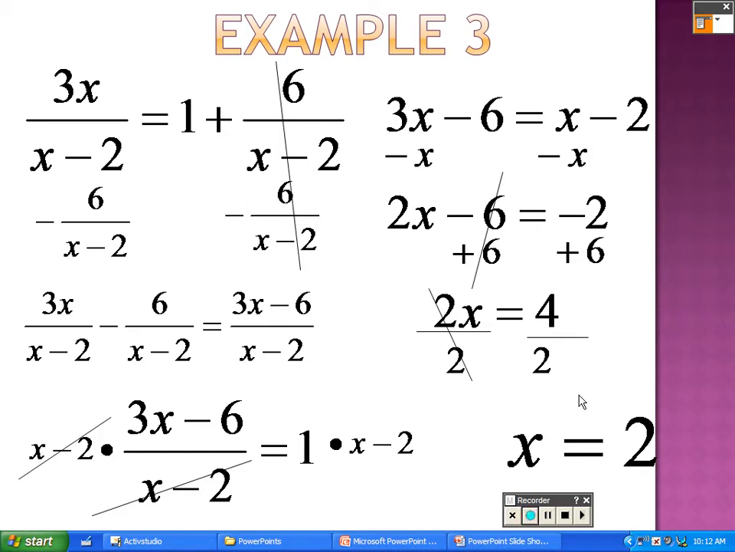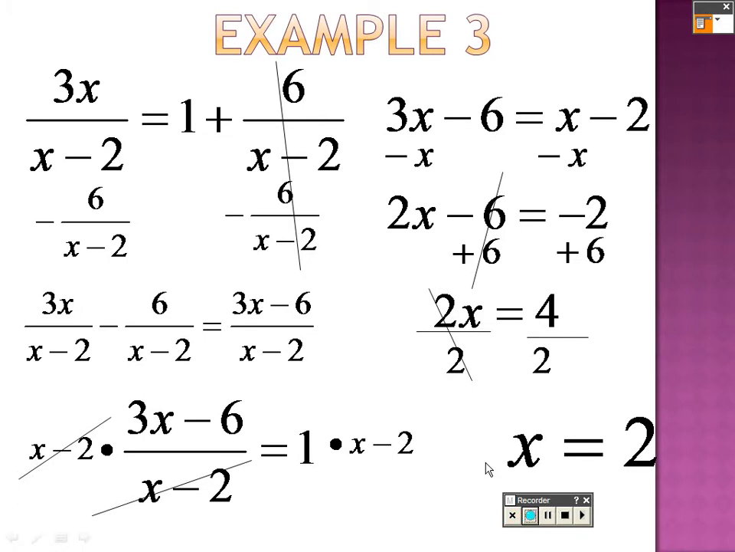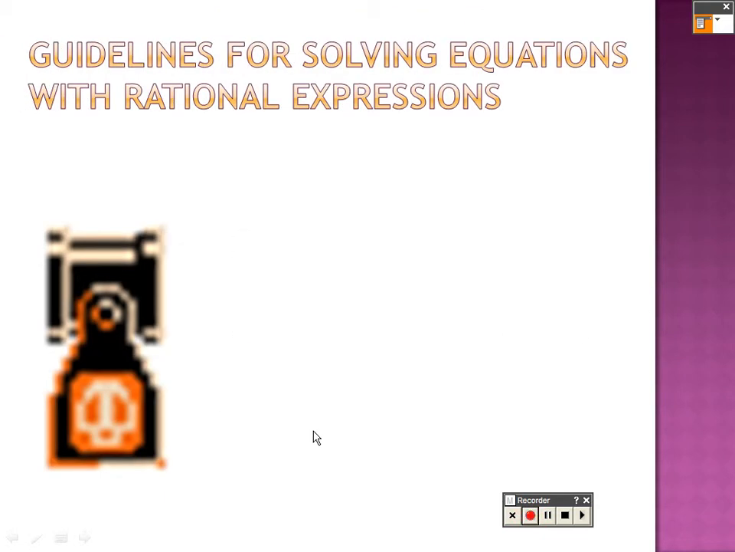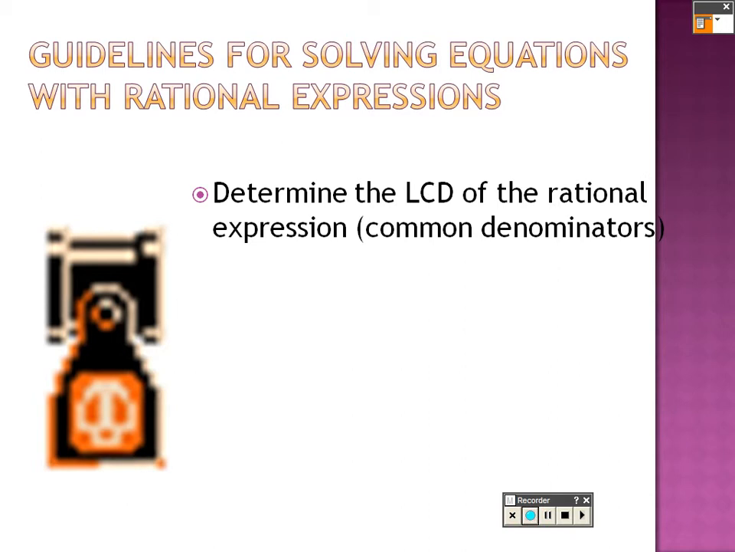Let's move on here. We were on example 3 here, so let's finish up and see what we have if this ever gets moving. Of course, it's going to sit here and take forever. Okay, guidelines for solving equations with rational expressions.